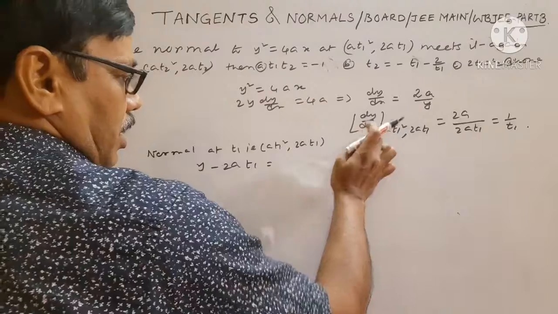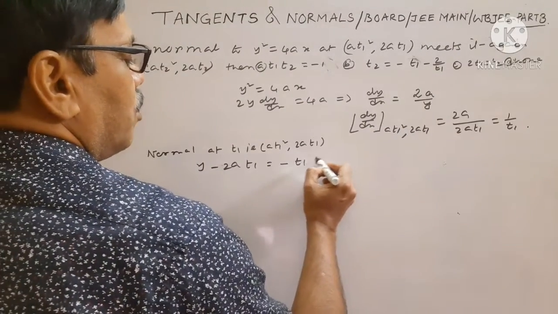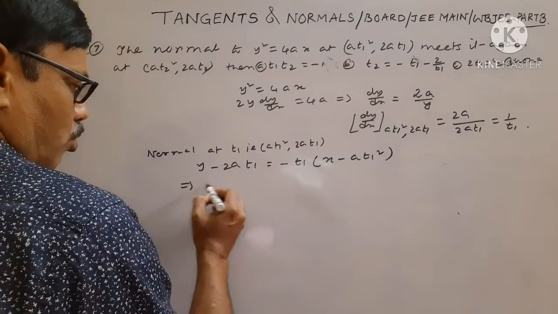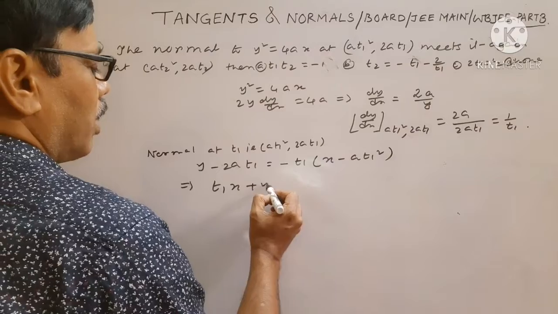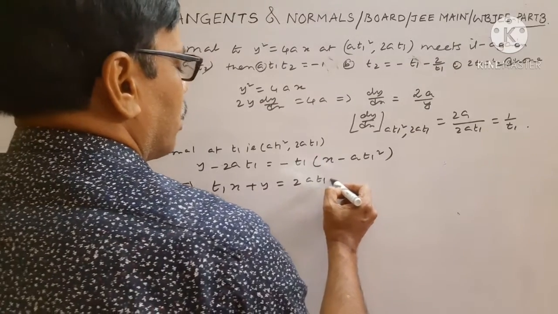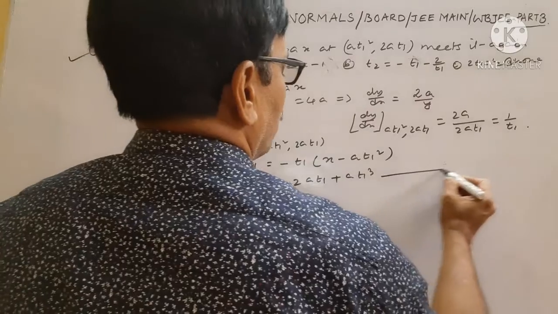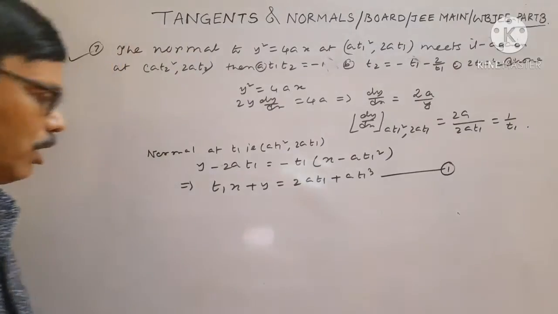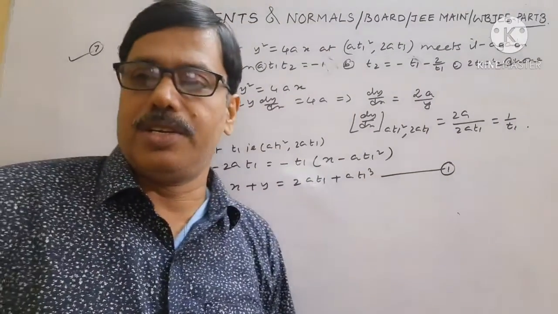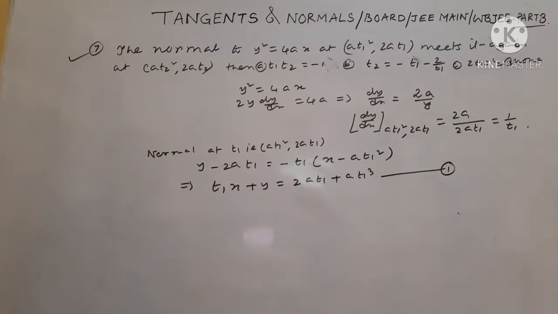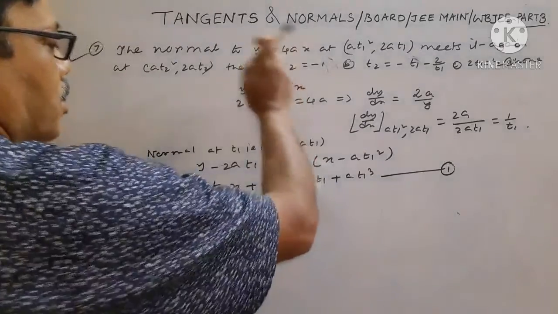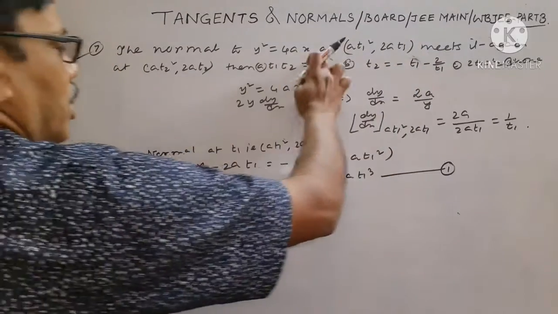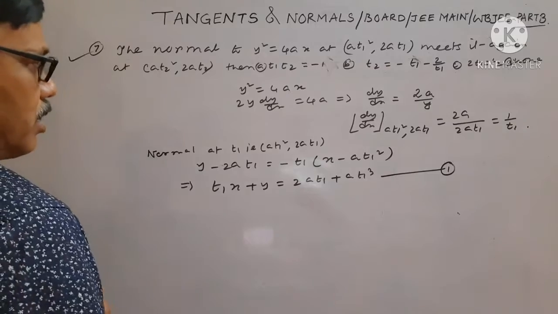So dy by dx is 1 by t1, so minus dx by dy gives minus t1, so y minus 2a t1 equals minus t1 into x minus a t1 square. So we get t1 x plus y equals 2a t1 plus a t1 cube. So this is the equation of normal. You may recall it, this is a very useful result for the parametric equation of parabola y square equals 4ax. Now it meets again the curve y square equals 4ax.